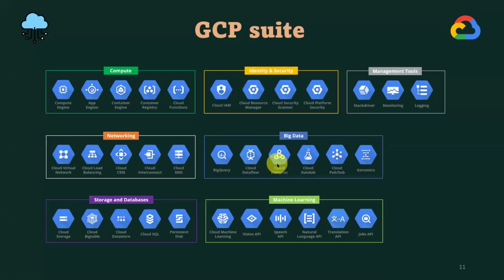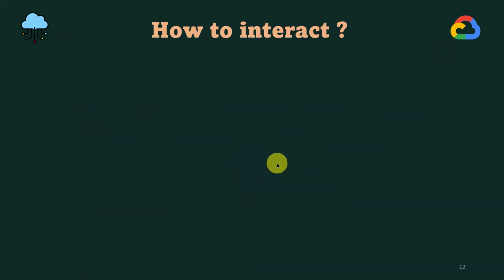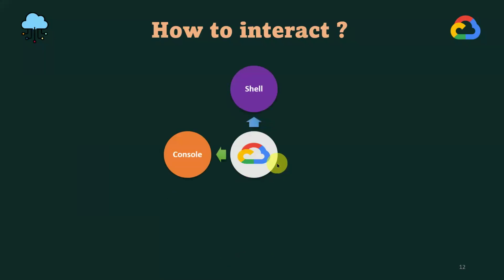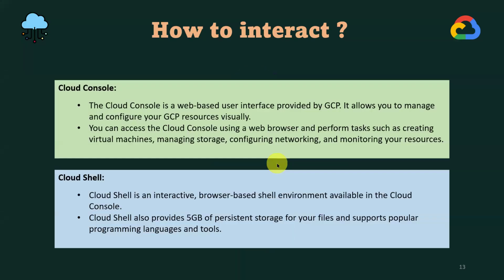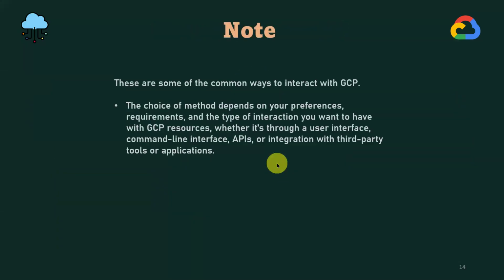So far in the course, to give you what we have covered at a high level, we have plenty of ways to interact with the GCP services: console, Cloud Shell, Cloud SDK, APIs and third-party tools. So we now know what the console and Cloud Shell are. These are some of the common ways to interact with GCP. The choice of method, whether you want to go for this one or that one, totally depends on your preference as well as your project requirement. If your project says only use the console, you will not have access to Cloud Shell and Cloud SDK. They can restrict it.